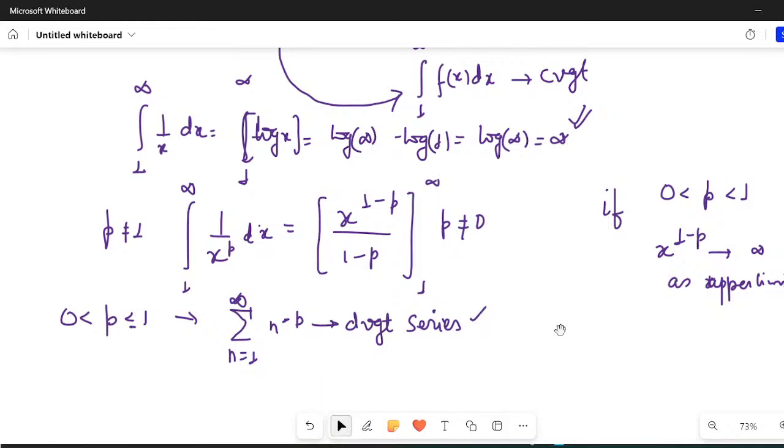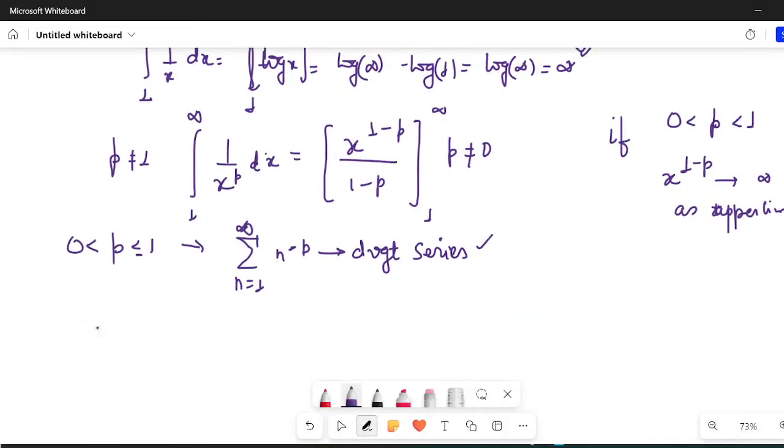Okay. And what if p is greater than 1? Then if p is greater than 1, if you put infinity here, this would give you a negative power, because you are having a negative power over x. So 1 over x tending to infinity will give you 0, minus 1, so this will give you 1 upon p minus 1. So you'll get a finite answer here.